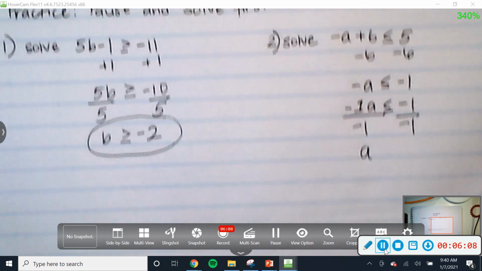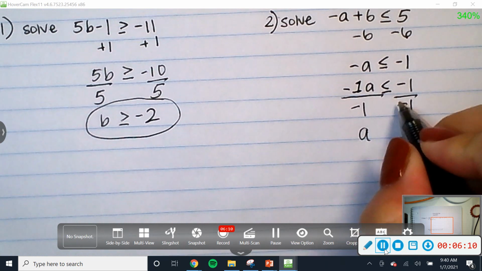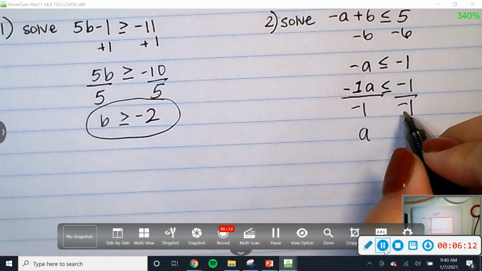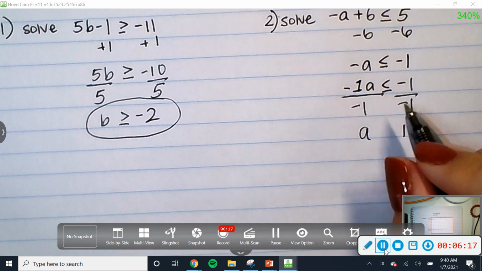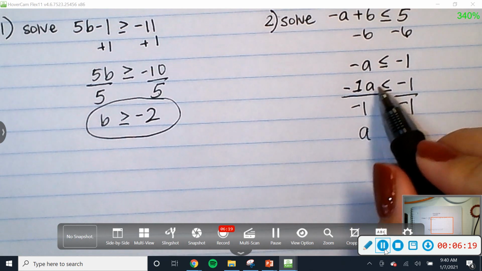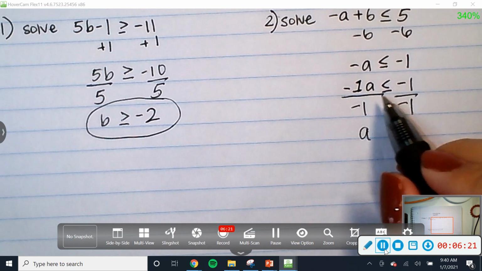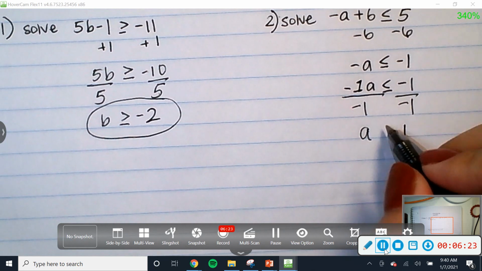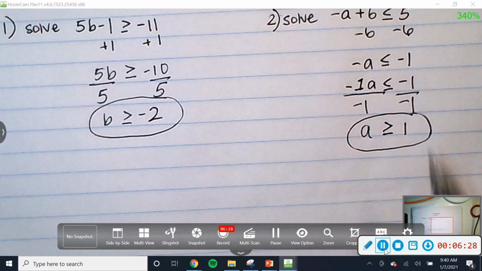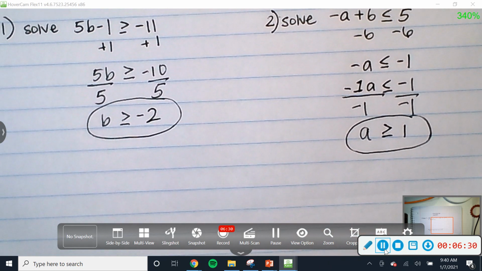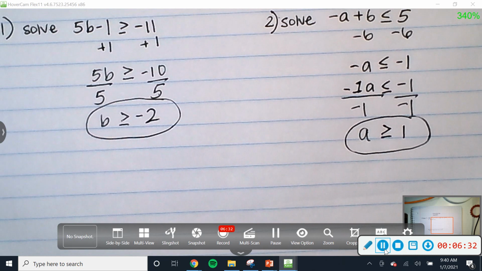So once we divide it so that a is by itself, now negative 1 divided by negative 1 is actually positive 1. And we need to change the sign. Okay? Because this was a negative number that we're dividing by, this needs to change directions. So your inequality sign should now be greater than or equal to. And this will be our final answer for number 2. So go ahead and rewatch the video if you feel like you need more explanation. And then be prepared to solve this in class.